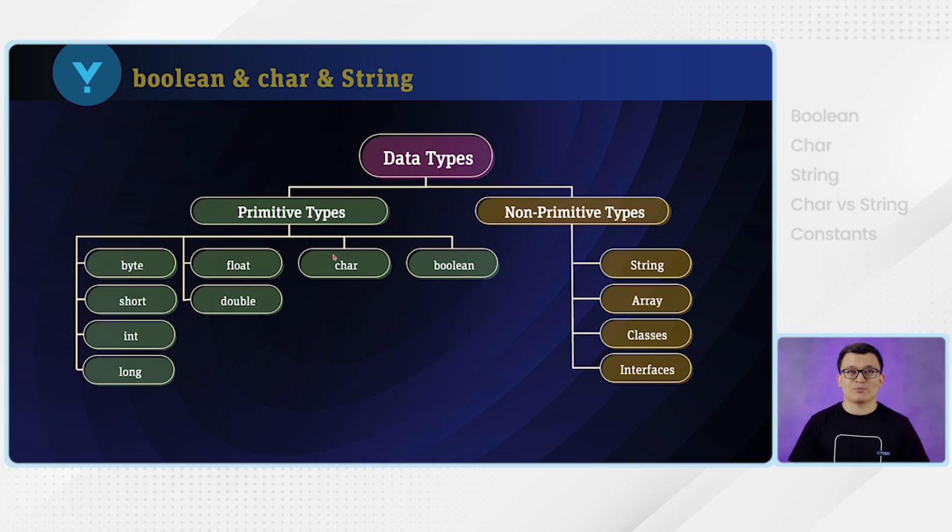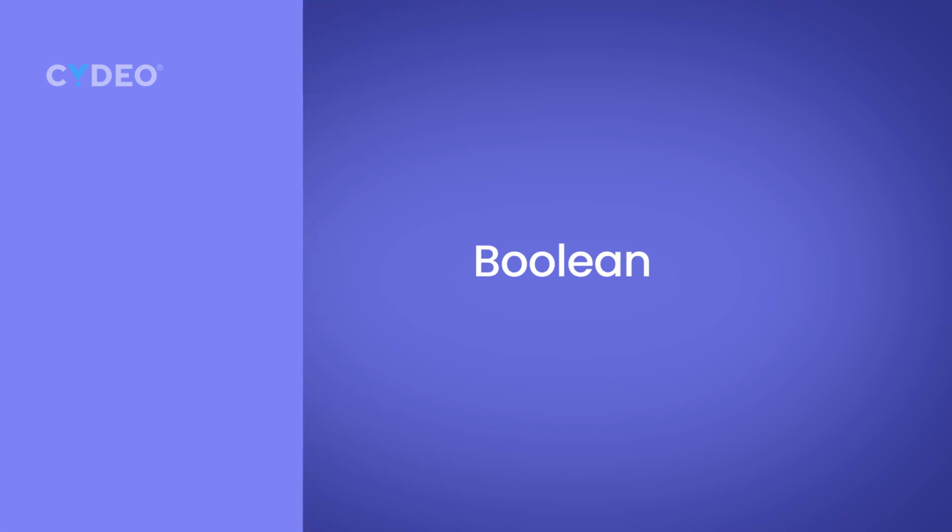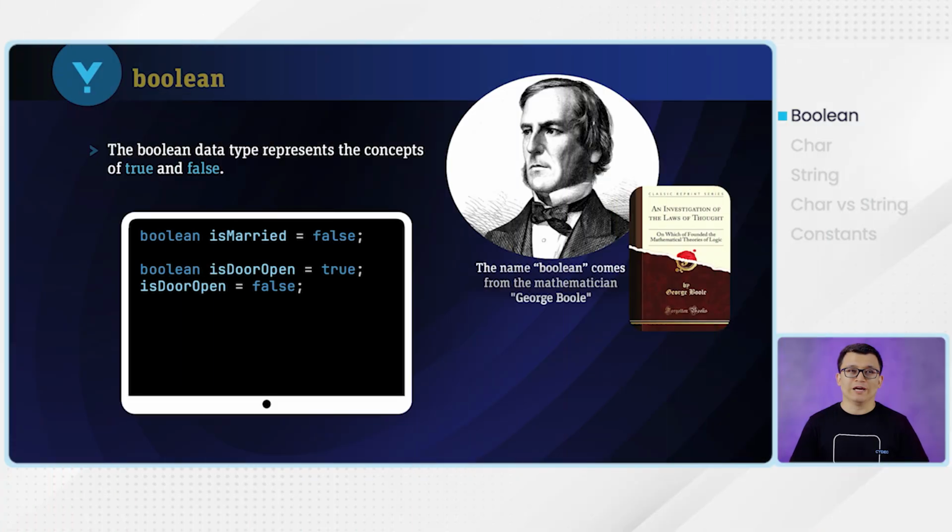Next primitive types that we have are char and boolean. Okay, so let's talk about those remaining primitive data types. First of all, the boolean. This boolean is a data type that represents the concept of true or false. So anything that can be evaluated true or false can be stored into the boolean variable. Okay, so every time when you create an expression that is either true or false, you could use this boolean as the data type of your variable.